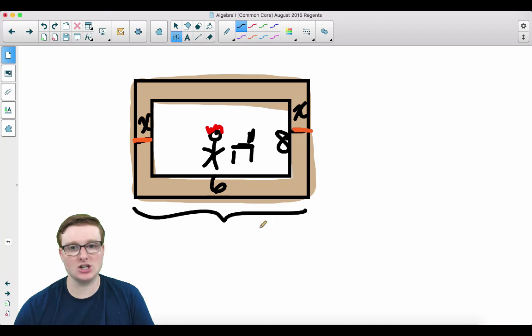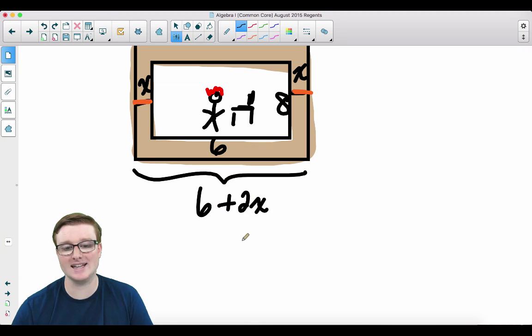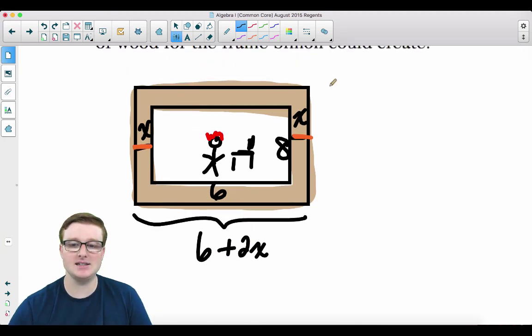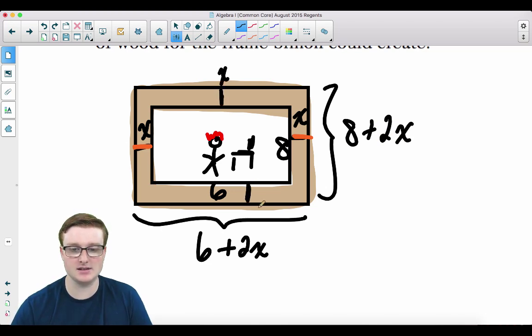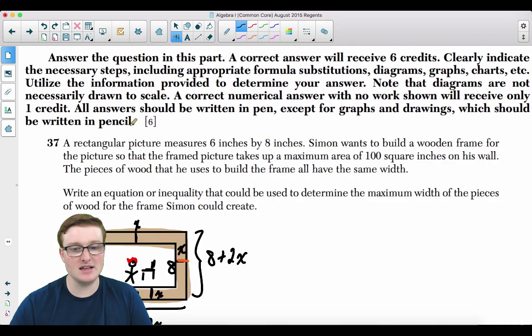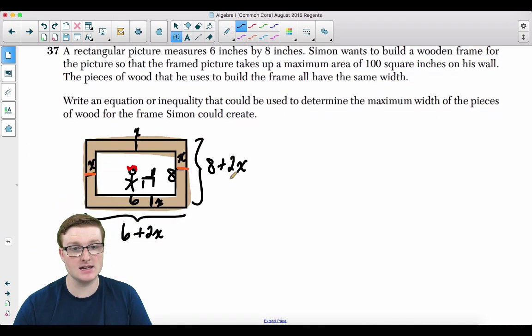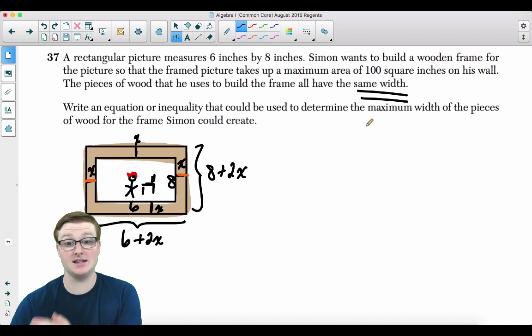The length of the picture is going to be represented by 6, which is the length of the picture, plus 2 x's. And the height is going to be represented by 8 plus 2 more x's, because this is x and this is x. And the reason why I know that is that they specifically tell me that the pieces of wood that he used have the same width. So that's x, x, x, and x.